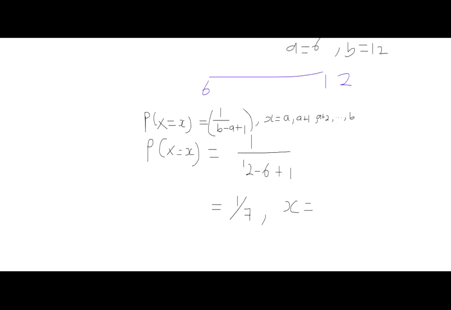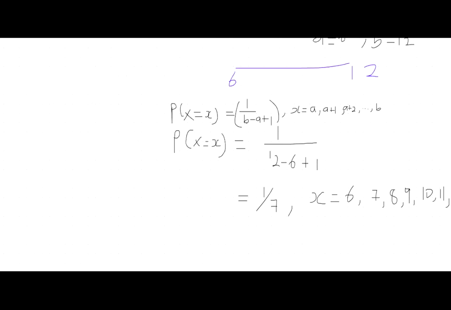Okay, no, 6. A was 6. Then we'll have 7. A plus 1 is 7. A plus 2 is 8. So you continue 9 until you get to B, that is 12. So you continue 10, you have 11, you have finally 12.